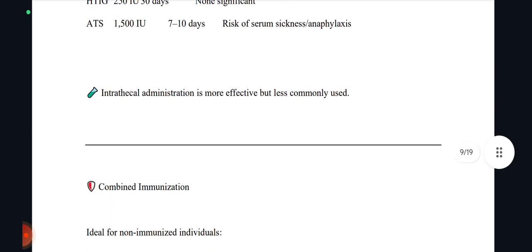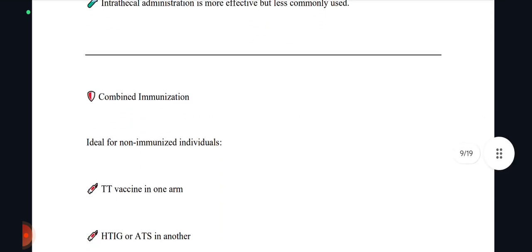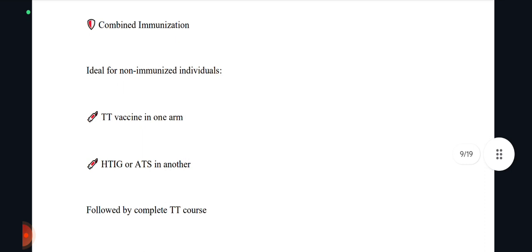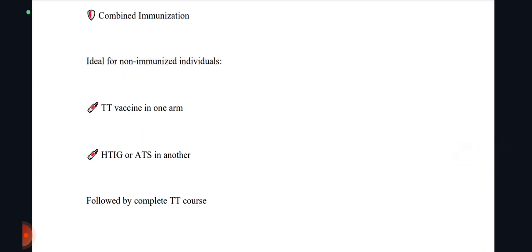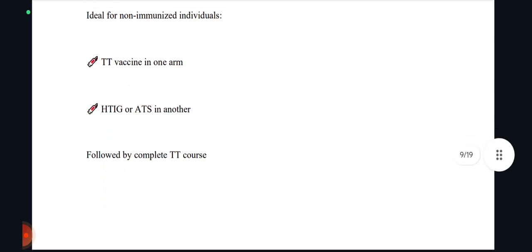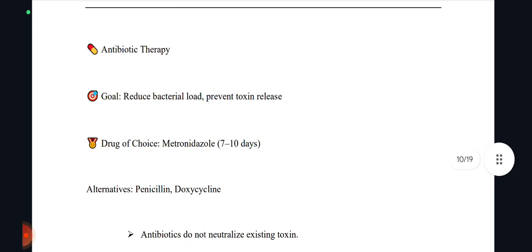Intrathecal administration is more effective but less commonly used. Now, combined immunization is ideal for non-immunized individuals. The TT vaccine is given in one arm and HTIG or ATS is given in the other arm, followed by the complete TT course. Now, antibiotic therapy can be given in the affected individuals.